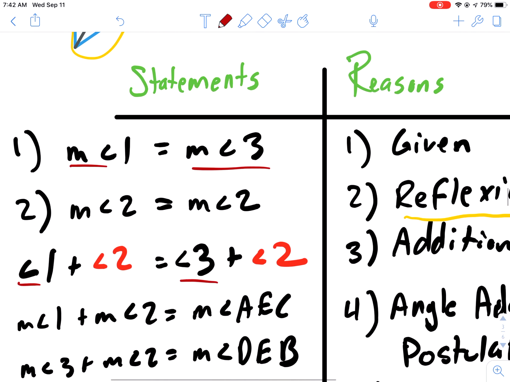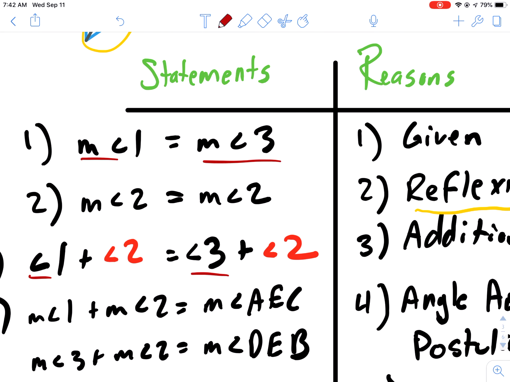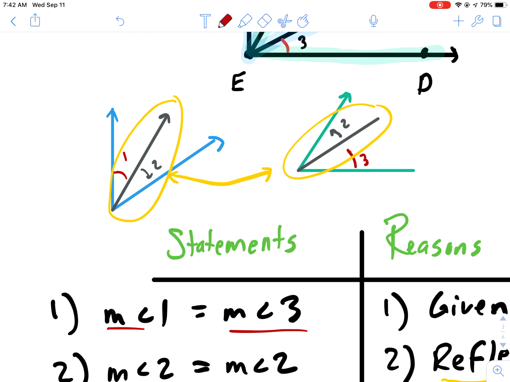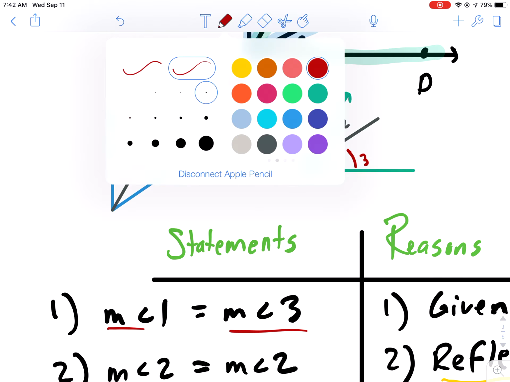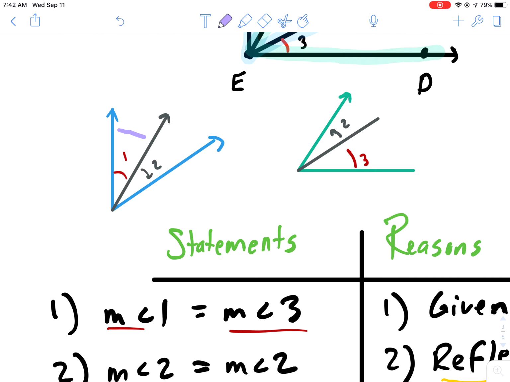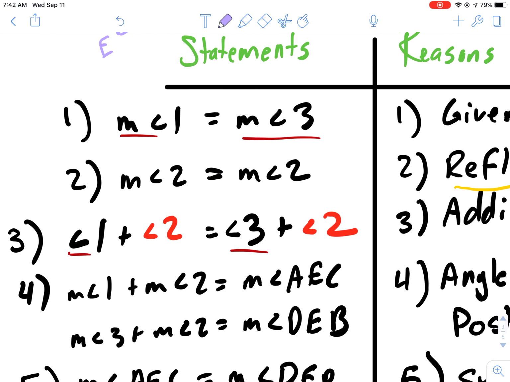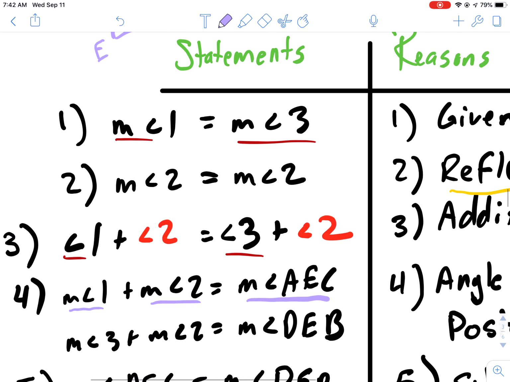All right, next step. We have measure of angle 1 plus angle 2. So let me erase this. If we look at the combination of these two angles, we have angle 1 and angle 2 together. Together they form the bigger angle AEC. Angle AEC is formed by the sum of these two angles.